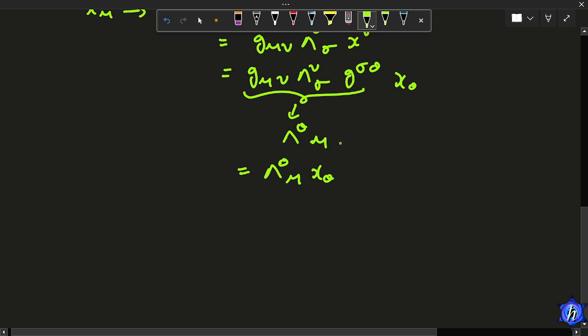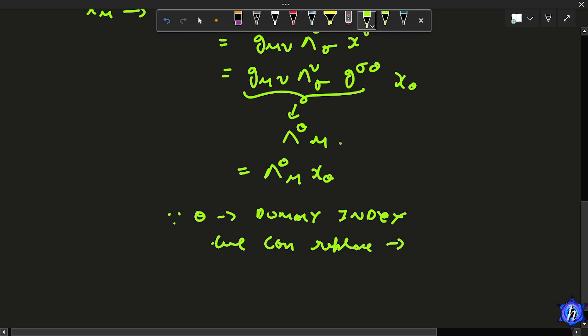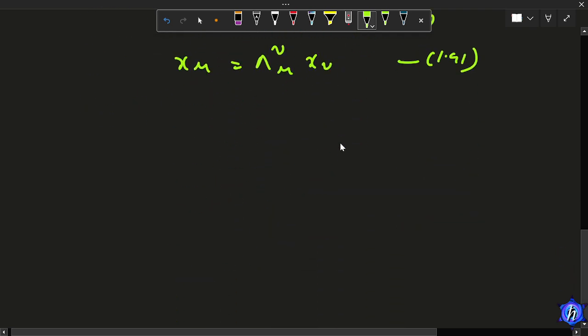This theta is summed over by the Einstein summation convention. This is a free index. Okay, sorry, it's called a dummy variable, or dummy index. We can replace theta with nu. All right, we will have nu mu x nu. Is that right? Yeah, that's right. That's equation 1.41, and this is x mu.